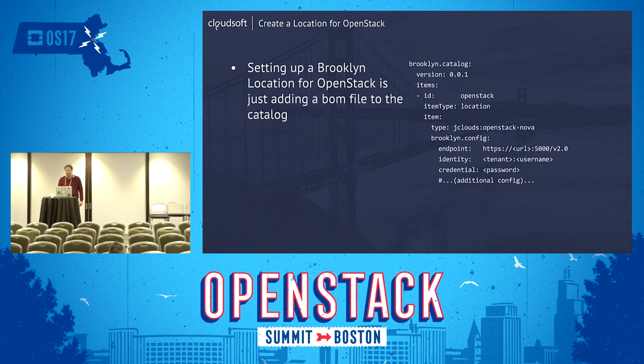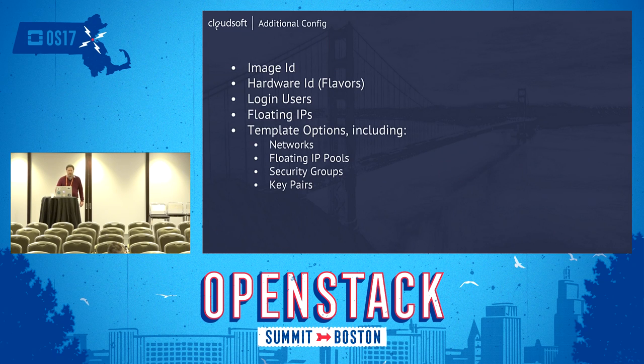And it's got three basic configuration properties there: an endpoint, an identity using the tenant and username for OpenStack, and a credential, and then some further configuration that you might want to include for this location. So some of these additional configurations could be the image ID that you might want to deploy the software using, the hardware types, so that's the flavors. You might want to set the users that will be used to log into the image, any floating IPs, and then some further templating options, such as any networks that you might have configured, floating IP pools, and security groups or key pairs.